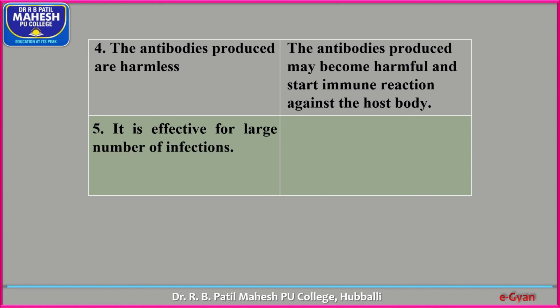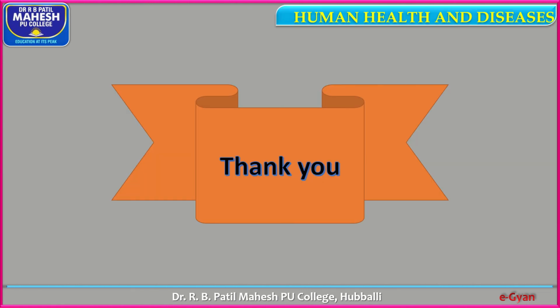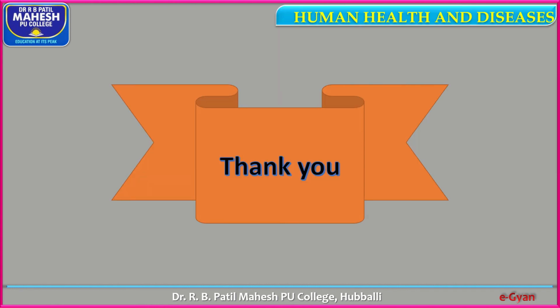Active immunity is effective for a large number of infections, whereas passive immunity is effective for a limited number of infections, such as food poisoning, snake venom, dog bite, etc. So this completes the difference between active immunity and passive immunity. In the next session, we'll discuss vaccination and immunization, and along with this, we'll discuss lymphoid organs. Thank you.